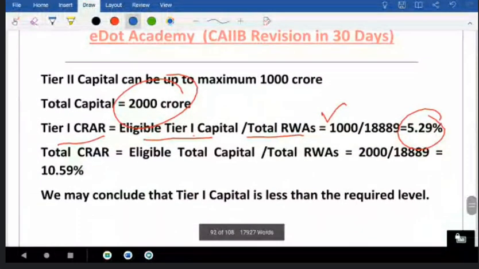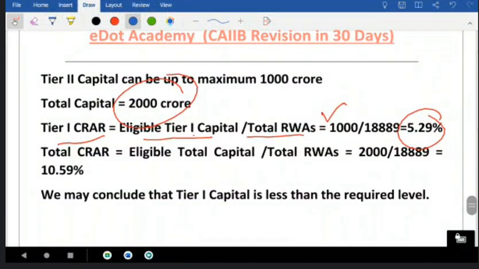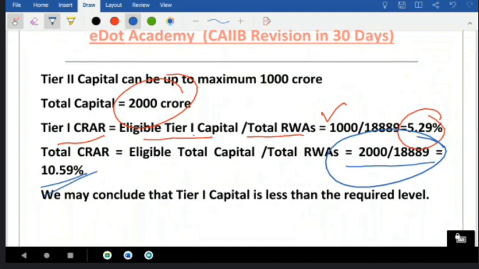Now for total CRAR, total capital we got is 2000. So 2000 divided by the same total RWA gives 10.59%. So in this way we can calculate CRAR. But tier 1 capital ratio we are getting very low, 5.29%, while the requirement is 9% as per India and 8% at the international level.